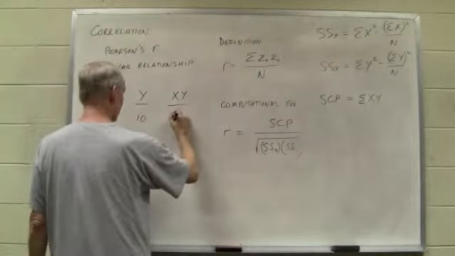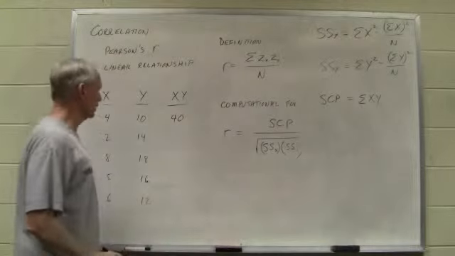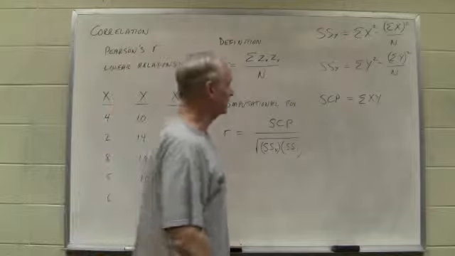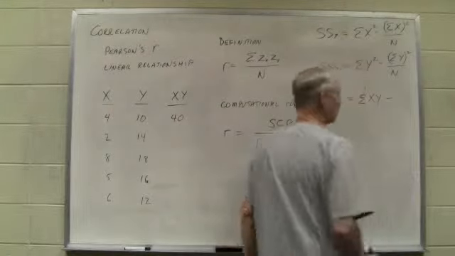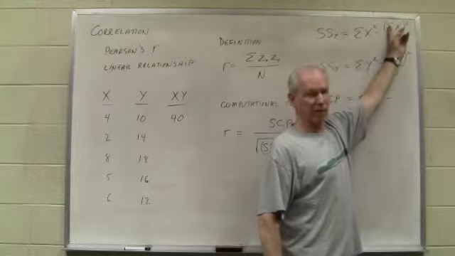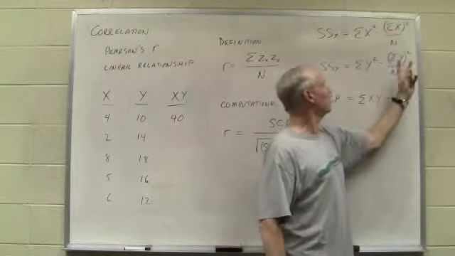I'll just do one of them for now just to show you what we're going to be doing. 4 times 10, and then we'll get the product of all the others and we'll add them up. The second term, up here, notice that we take the sum of all the x's and multiply it by the sum of all the x's.